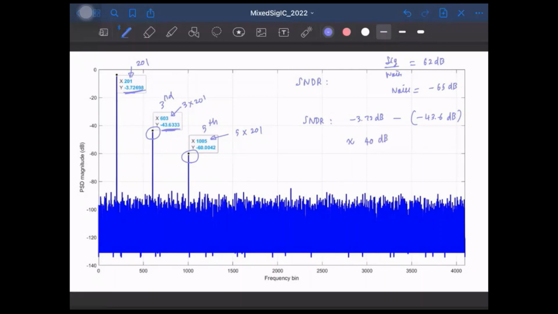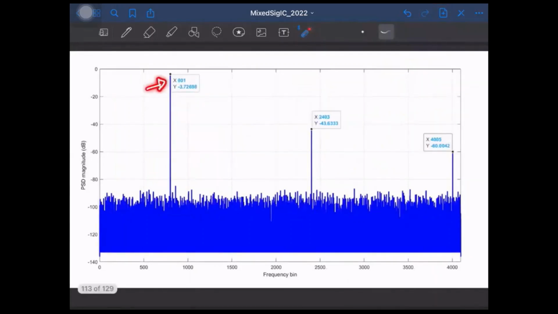Okay. And from this, you can back calculate the effective number of bits, and that's probably around 6.2 bits or something, right? Okay. And if I keep increasing the input frequency, that is, if I change the bin position of the fundamental to say this frequency, now the fundamental is at 801. So what will happen? The third harmonic will be at 3 times that frequency, that is 2403, and the fifth harmonic will be located here.